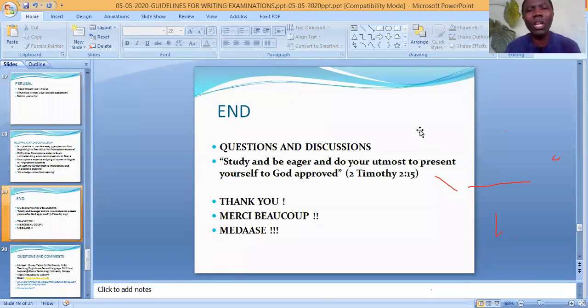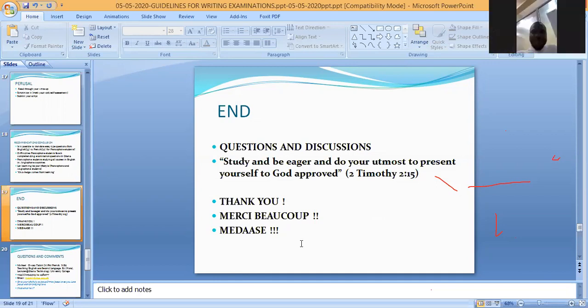Definitely it's applicable in all subjects, from archaeology to zoology. In actual fact, I teach English and French at GTUC. So you can see that I wrote here, thank you, merci beaucoup, and then medase. That is the L1, local language. So it's applicable to any discipline, any course. Whatever you have discussed right now, we didn't limit it to any particular course, any particular subject.